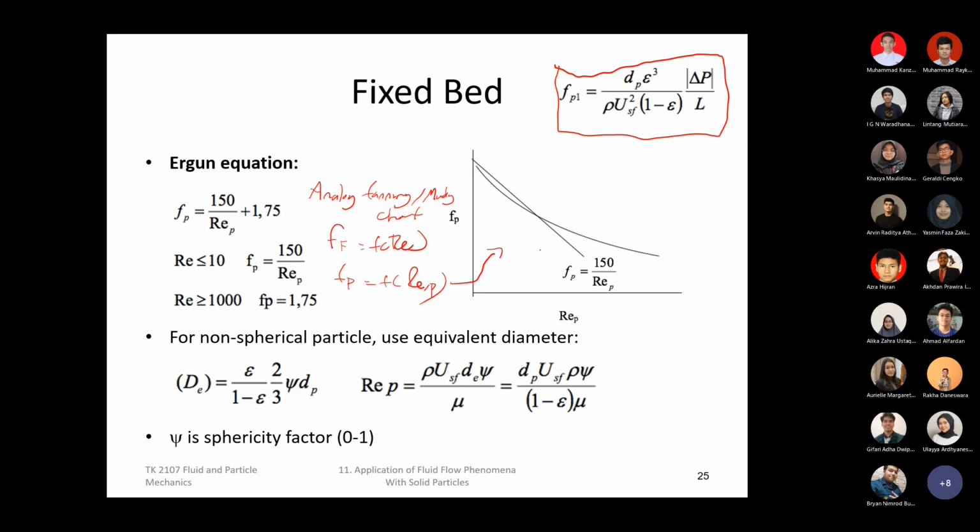During the laminar regime, Fp will be equal to 150 over Reynolds particle. That's laminar. And this is for turbulent, where Fp will be 150 over Re plus 1.75.